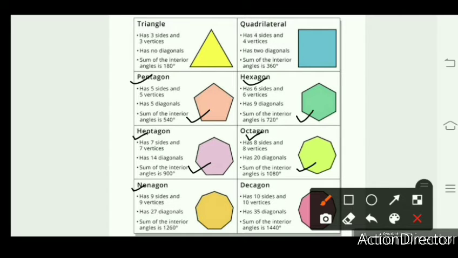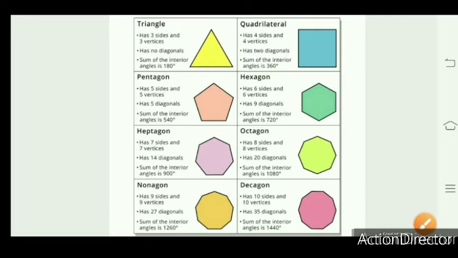Now the nonagon has 9 sides and 9 vertices, and it has 27 diagonals, and the sum of the interior angles is 1260 degrees. Now the decagon has 10 sides, 10 vertices, and 35 diagonals, and the sum of the interior angles is 1440 degrees.